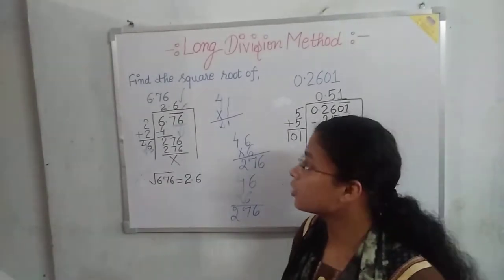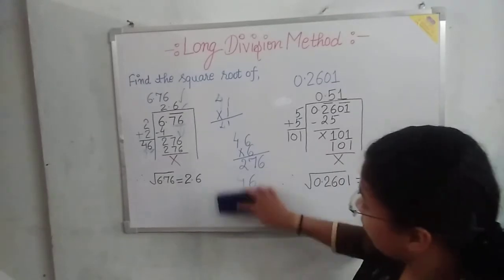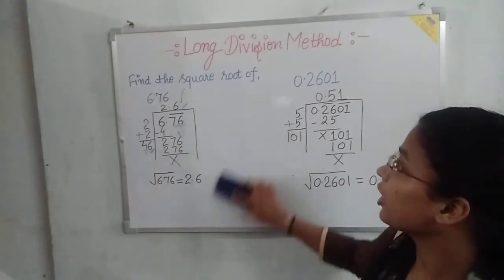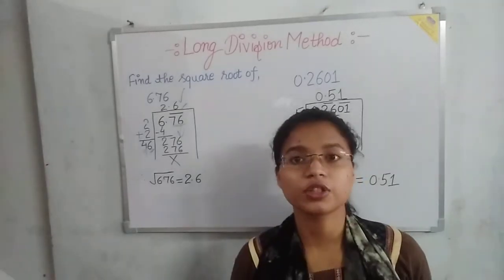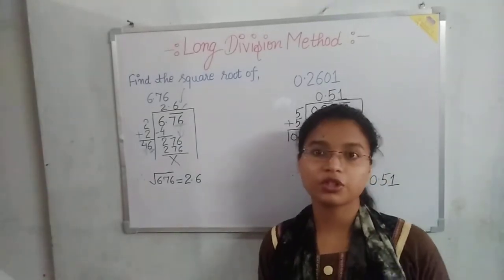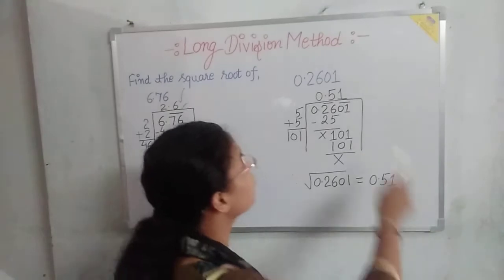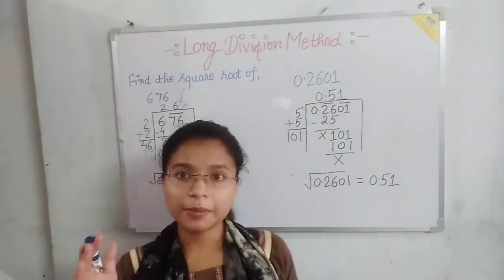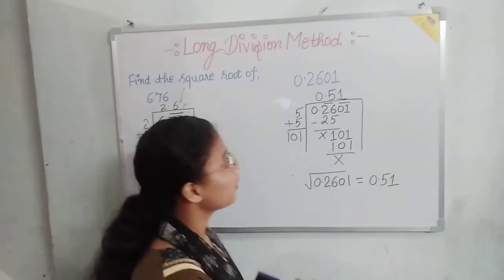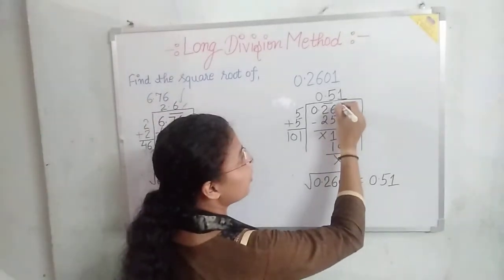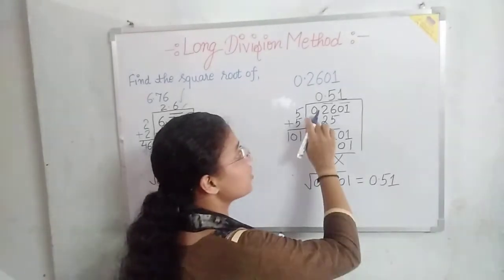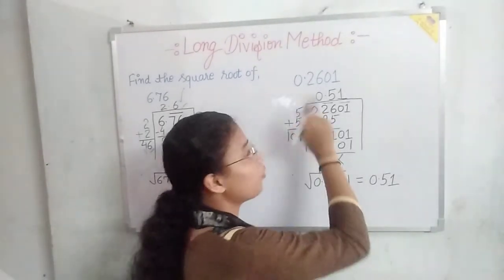You can also solve this question by the prime factorization method, but if in the exam it is mentioned to find out the square root by the long division method, you have to go through with the long division method only. One more example, suppose 0.2601. First of all do the same, start making pairs from the back side. When you start making the pairs, this will become one pair and this will become one pair. First of all, in your division 0 point is given, so write 0 point first.